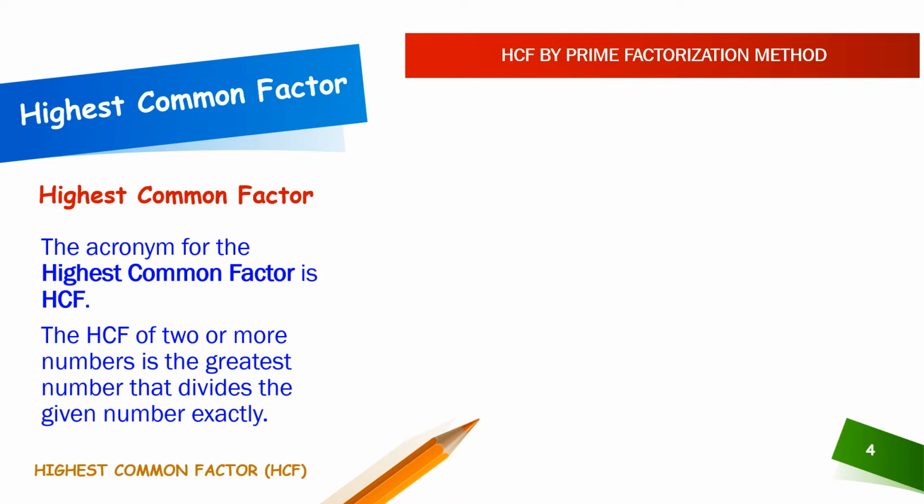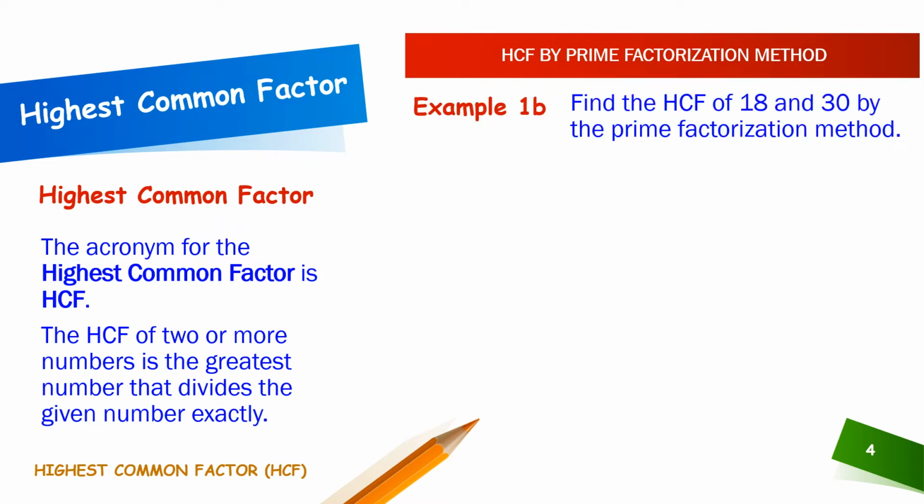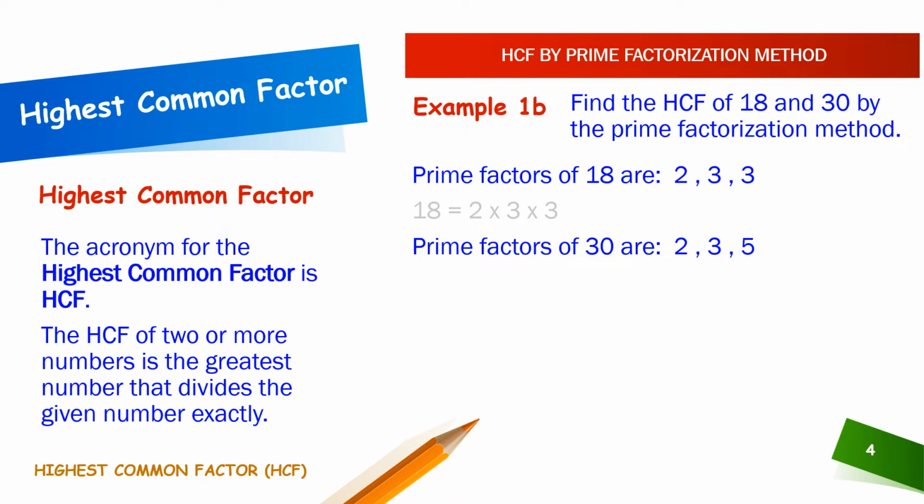Let's look at another example. Find the HCF of 18 and 30 using the prime factorization method. The prime factors of 18 are 2, 3 and 3, since 18 equals 2 times 3 times 3. The prime factors of 30 are 2, 3 and 5, since 30 equals 2 times 3 times 5.